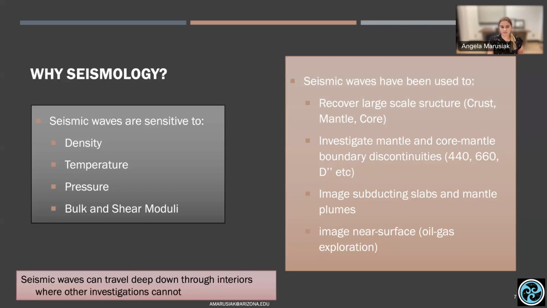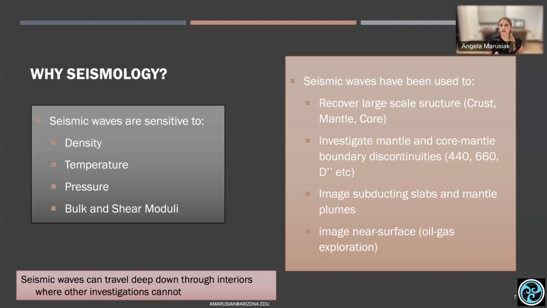So clathrates in particular are going to have different densities, temperature, and pressure controls on things like seismic wave velocities. Previously, seismic waves have been able to recover large-scale structure. On Earth, we know the crust, mantle, and core, and we've been able to do that for the Moon and Mars as well. But you can also investigate smaller discontinuities in the mantle and crust.